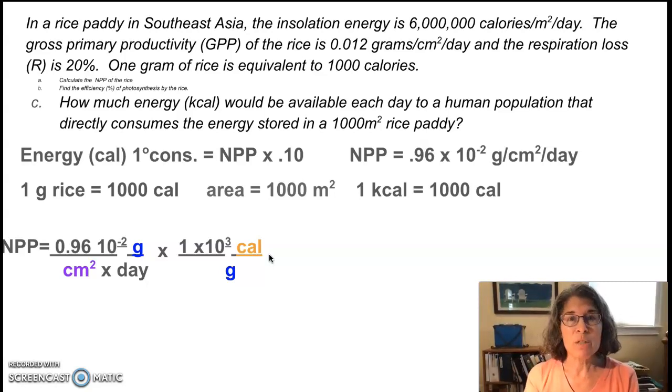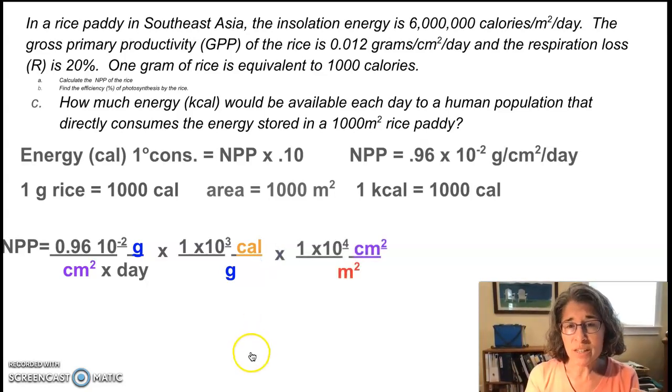But we've got 1,000 meters by 1,000 meters. So the next thing that we need to do is convert that into how much there is per meter squared. So we need to convert from centimeters squared into meters squared. Again, there are 100 centimeters in every meter. So if we're talking about a meter by a meter, we're talking about 100 centimeters by 100 centimeters, or 10,000 centimeters squared per meter squared. Now our centimeters and centimeters will cancel out, and we're going to be left with calories per meter squared per day. We're getting closer.